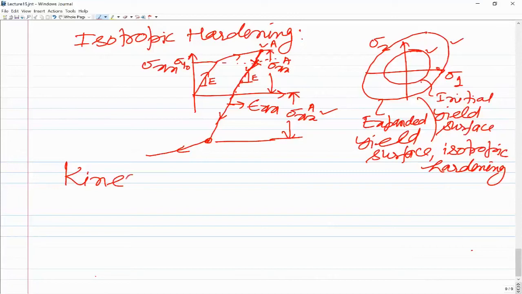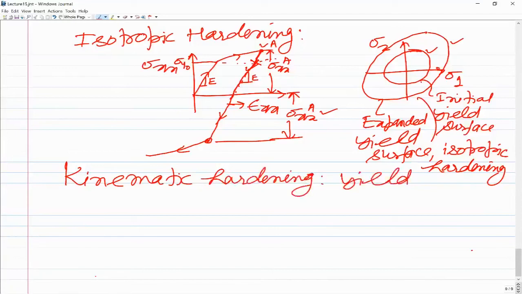So next is the kinematic hardening, and in this the yield surface actually translates. If you see, in the isotropic hardening the yield surface is expanding, and in the kinematic hardening the yield surface actually translates. Yield surface translates.